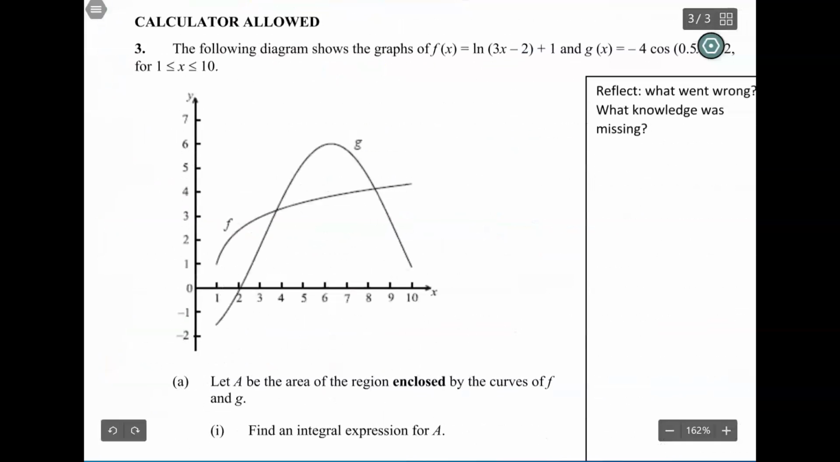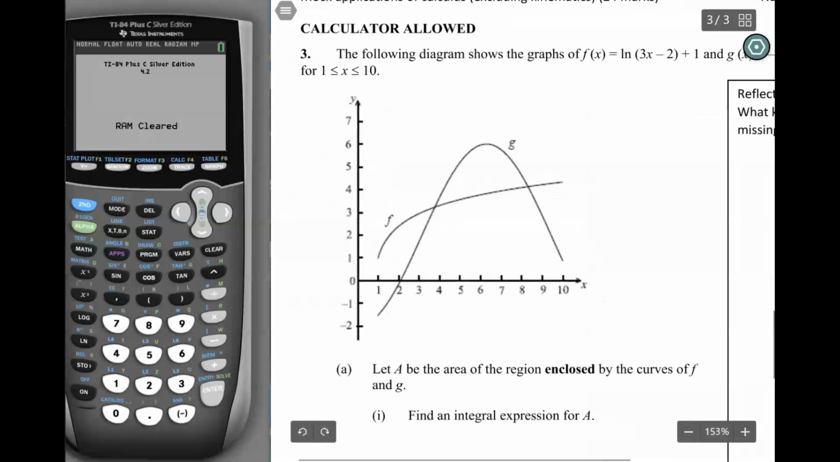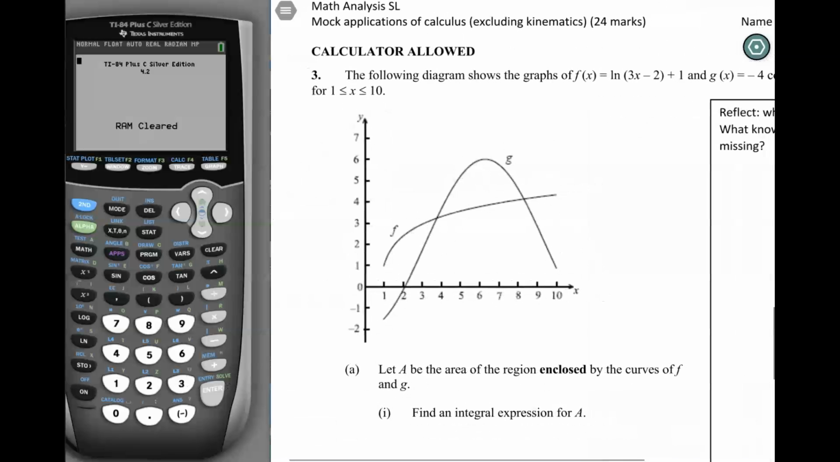Number 3. Thank God, we're back to the calculator. Let me rearrange the screen and put the calculator on here. Okay, here we are on number 3 where the calculator is allowed, and this problem is quite similar to the previous problem except we can use a calculator to do it. That's why I included it.